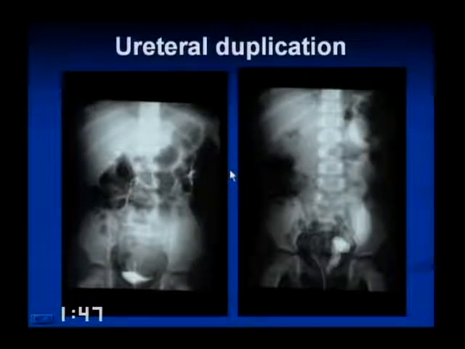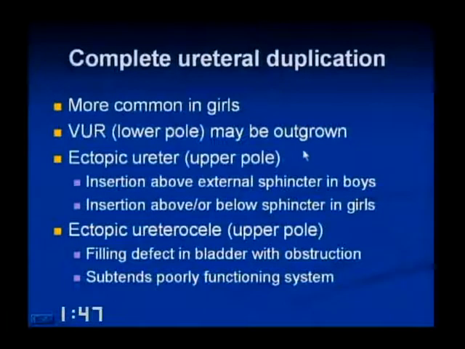Okay. These complete duplications are more common in girls. If there is reflux, lower pole reflux, it may be outgrown the same way that reflux in single systems is outgrown. In girls, the ectopic ureter can insert either above or below the sphincter. If it inserts below the sphincter, the girl will have constant dripping. She'll never be dry. The ureter could go to the perineum.